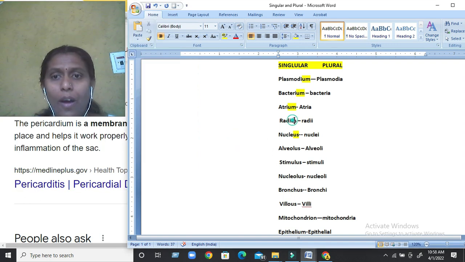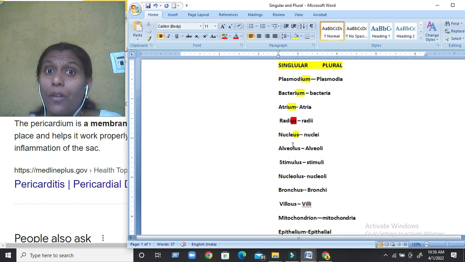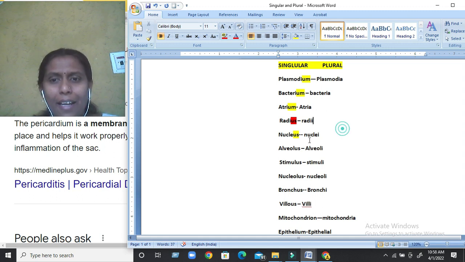Radius. Now another set, what is that? It is radius, so that ends in us. When it is us, what will it become? It is getting replaced with i. And of course, such singular and plural words are also there in your own mind dictionary, but they are specific when we use them with English.